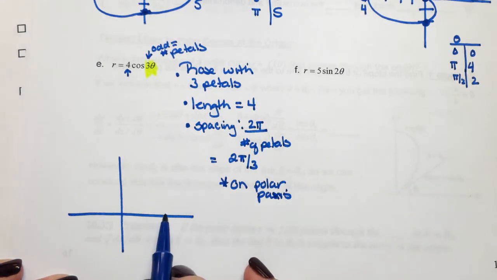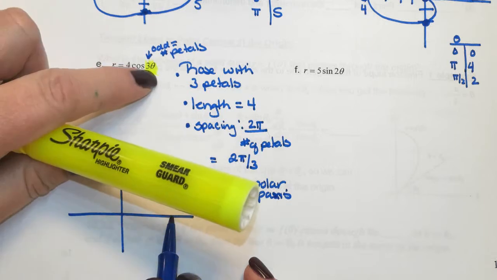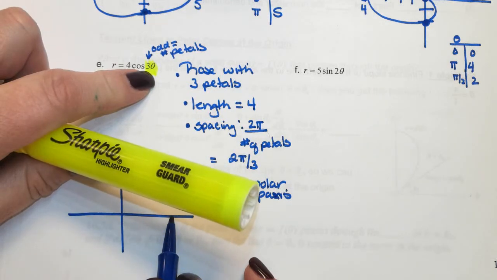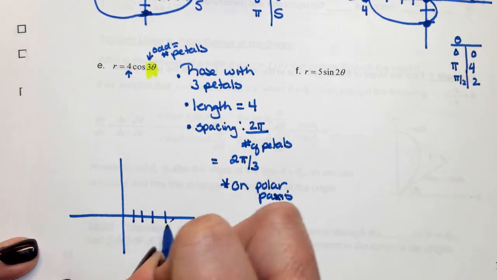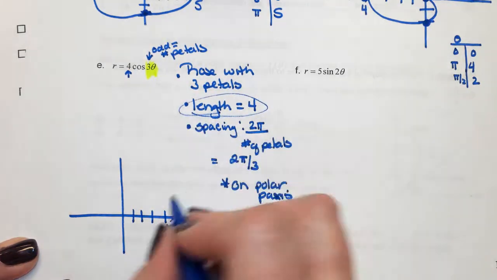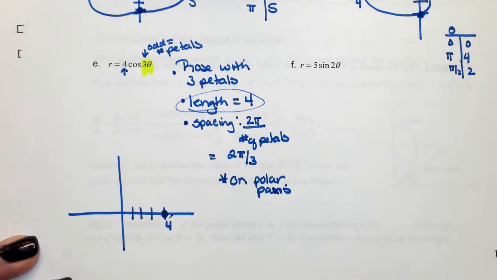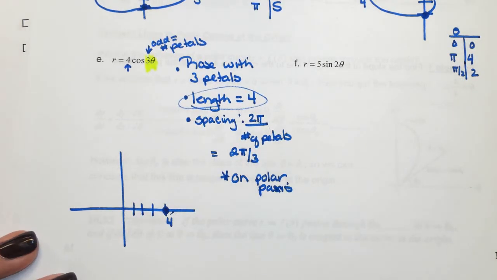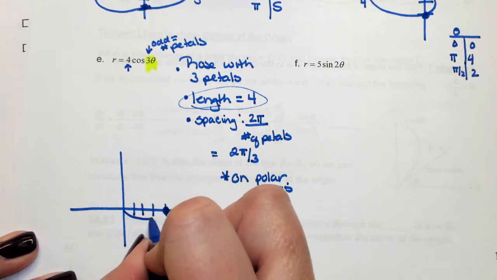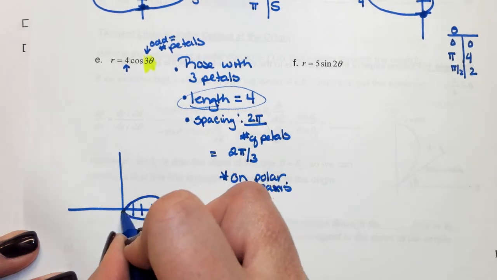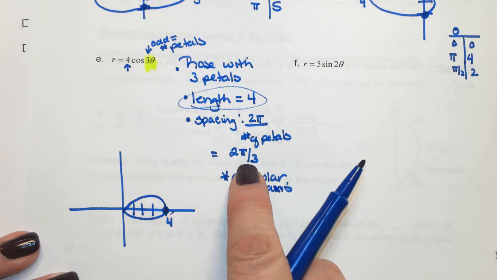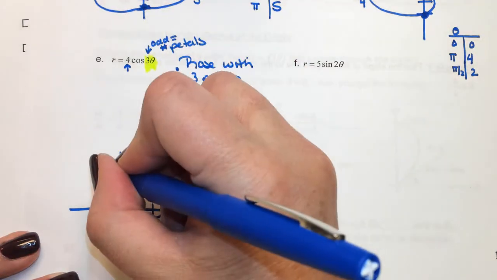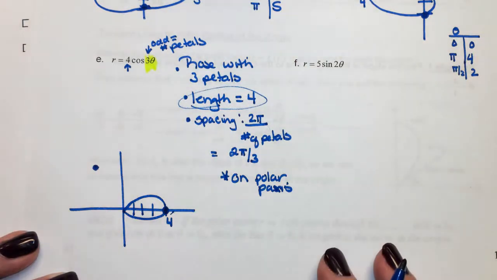Because, for example, if I plug in 0 for theta, I know the cosine of 0 is 1, and 1 times 4 is 4. So the tip of my first petal, because I know the length is going to be 4, has to be on the polar axis at 0, 4. So there's my one petal. The tip of my next petal has to be 2 pi over 3 units away from that. So 2 pi over 3 is located up here in quadrant 2.